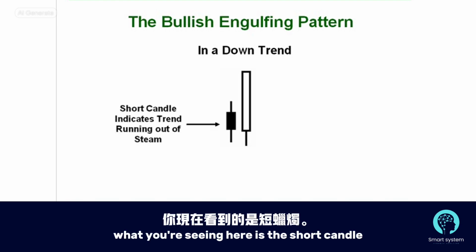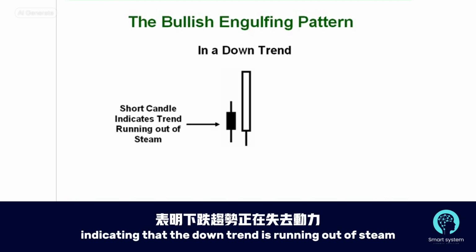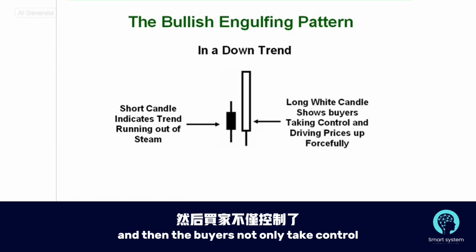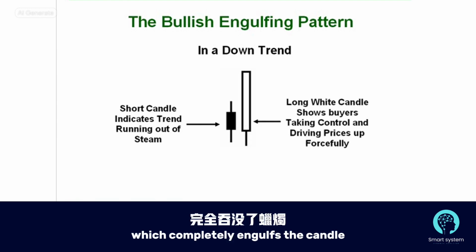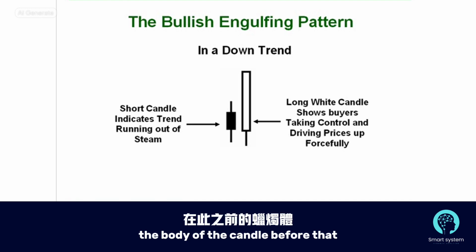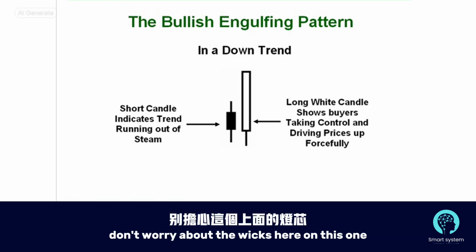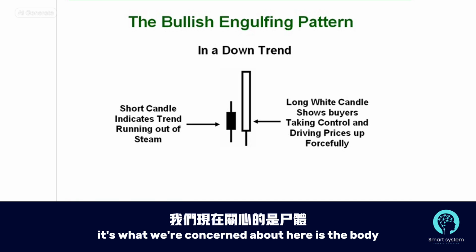What you're seeing here is the short candle, indicating that the downtrend is running out of steam. And then the buyers not only take control, but take control rather forcefully, which completely engulfs the body of the candle before that. Don't worry about the wicks on this one. What we're concerned about here is the body.